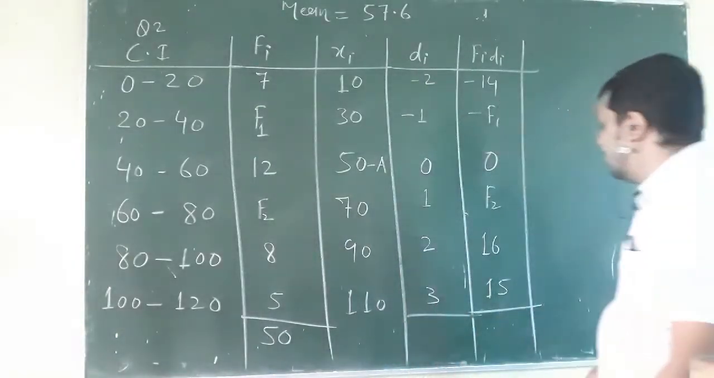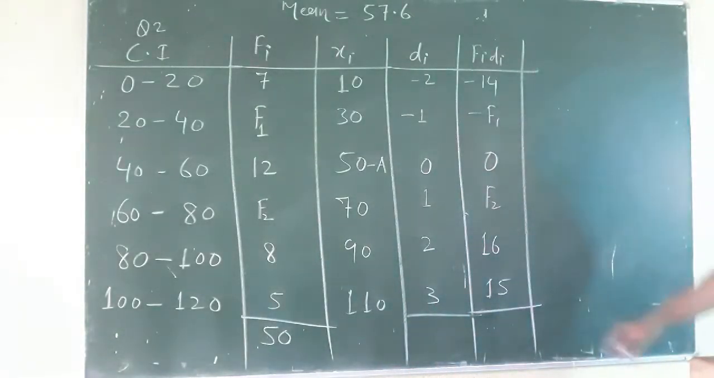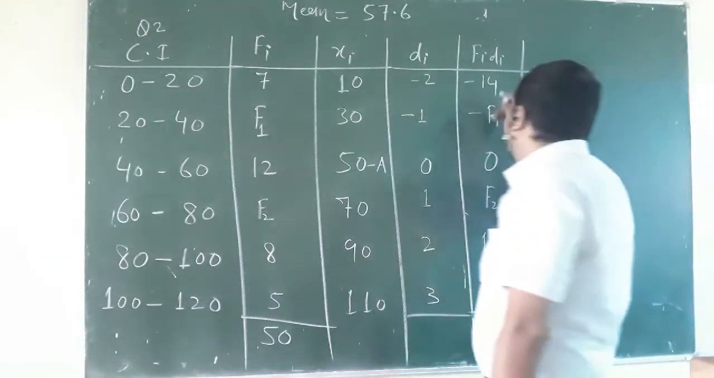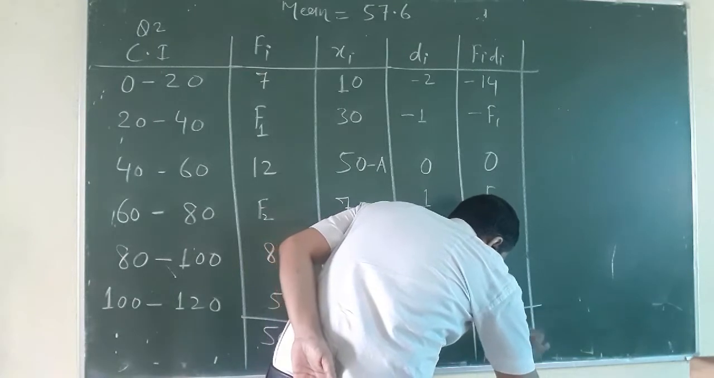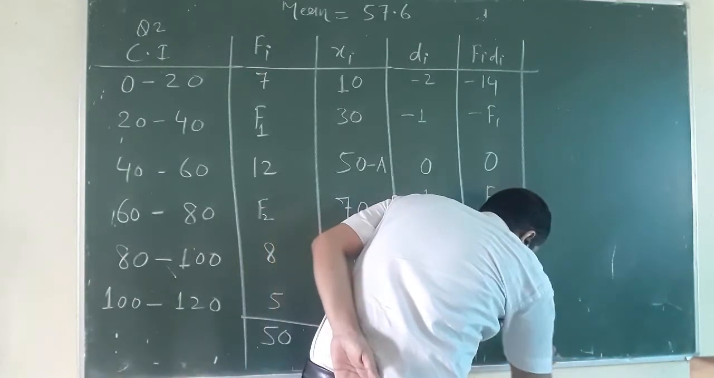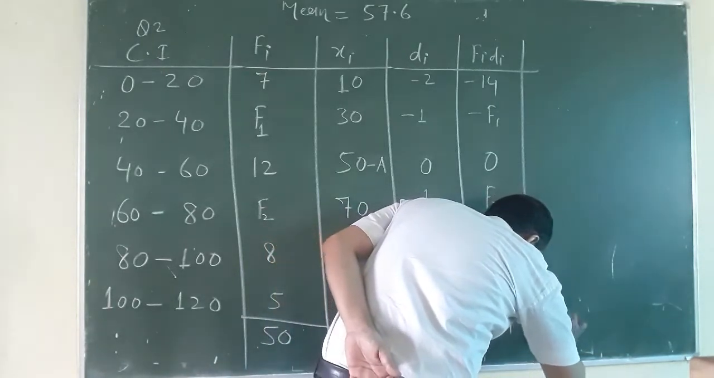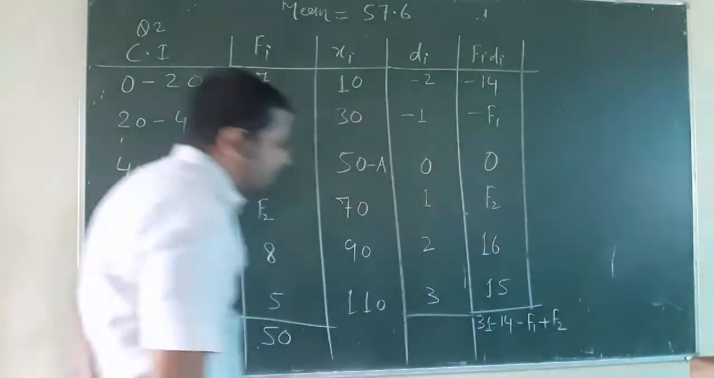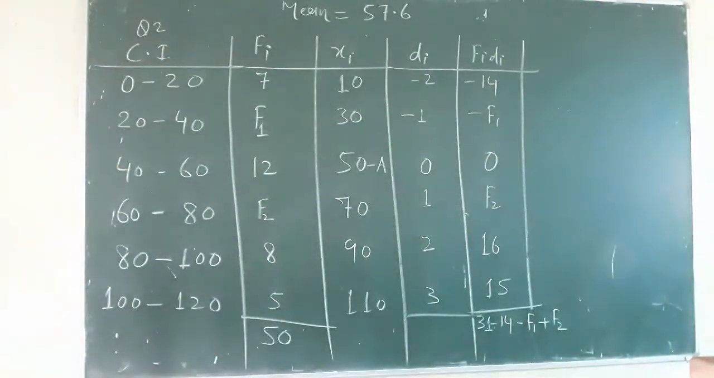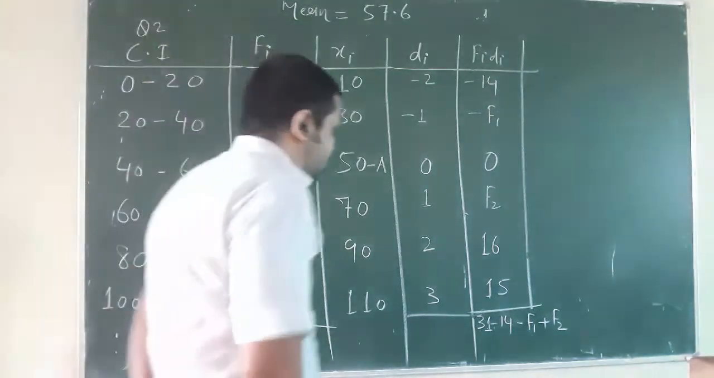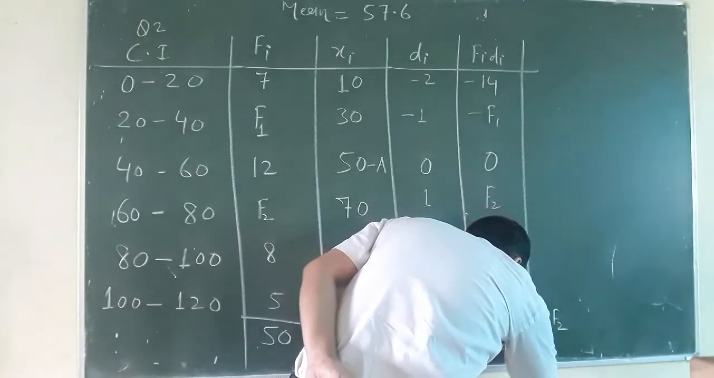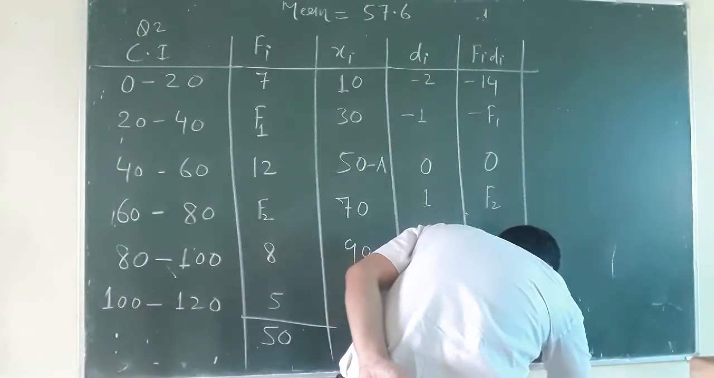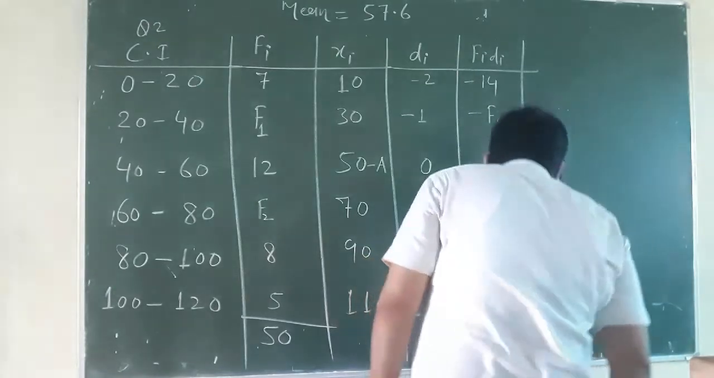Now first of all I will add and subtract the numeric digits. 15 plus 16 will be 31. 31 minus 14, and then minus F1 plus F2. This will be the result. 31 minus 14 will be 17. So it will be 17 minus F1 plus F2.